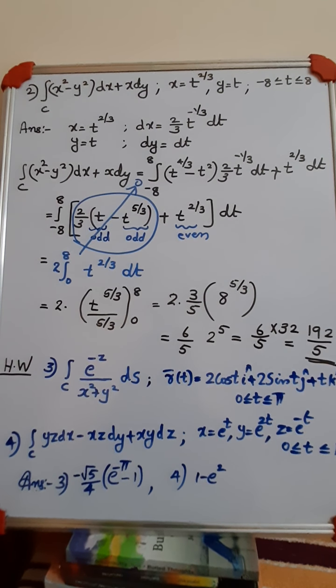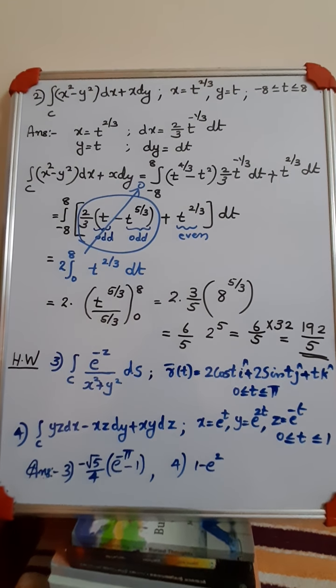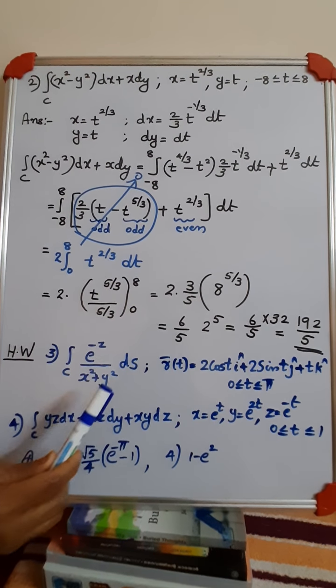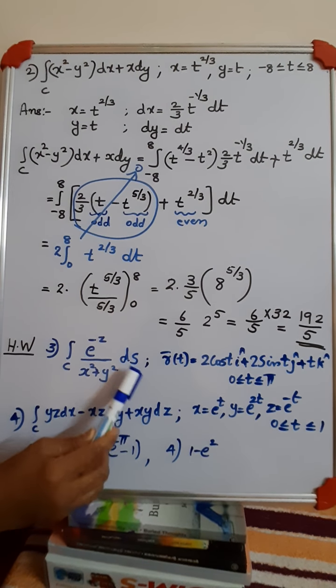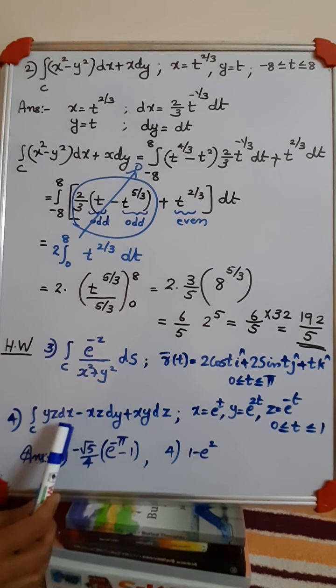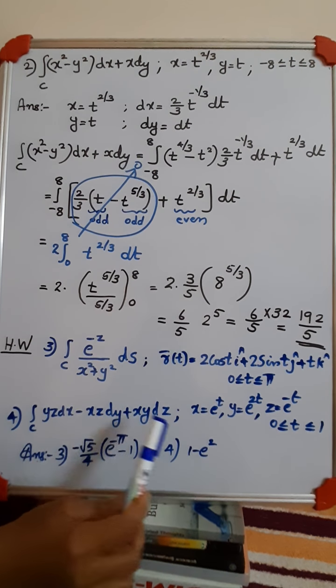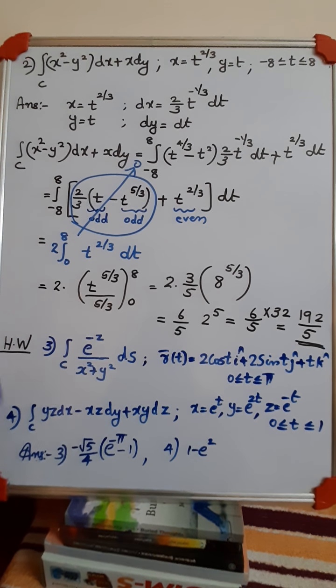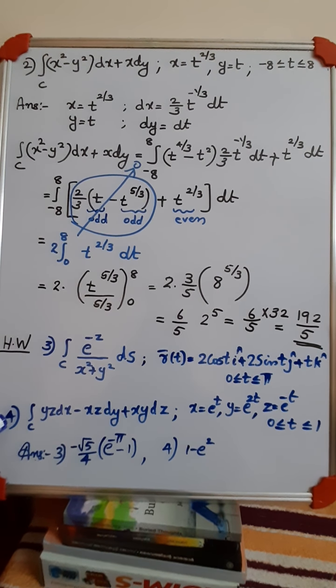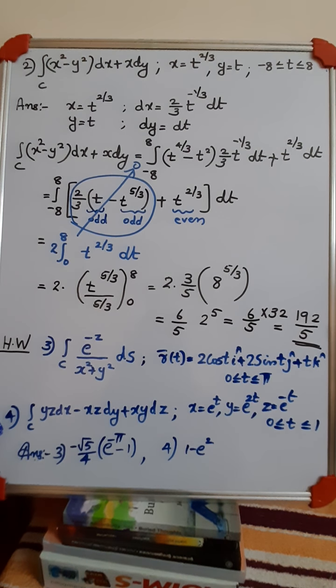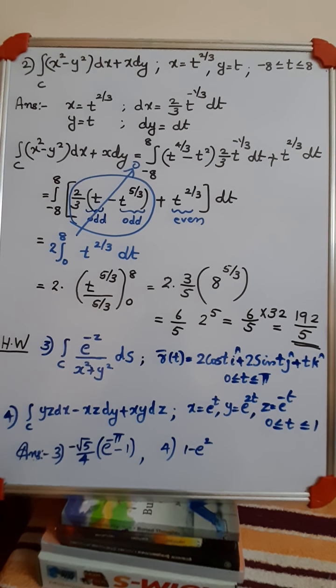Okay, we have discussed 2 different types of line integrals. First one, integration with respect to s. S means length of the curve. And second type, integration with respect to dx, dy and dz. Then, based on these 2 explained problems, do question number 3 and 4 as homeworks and submit the answers in Google Classroom.